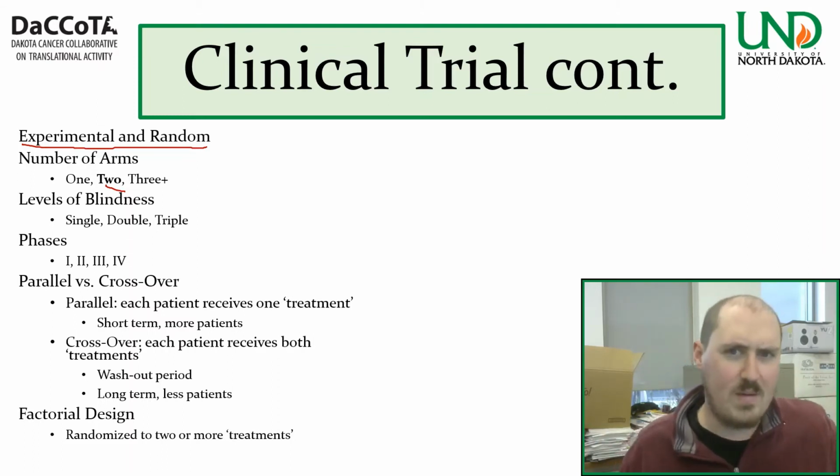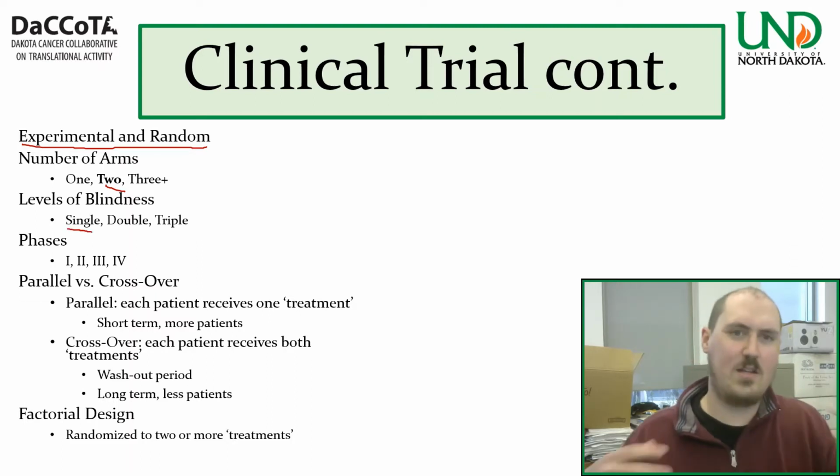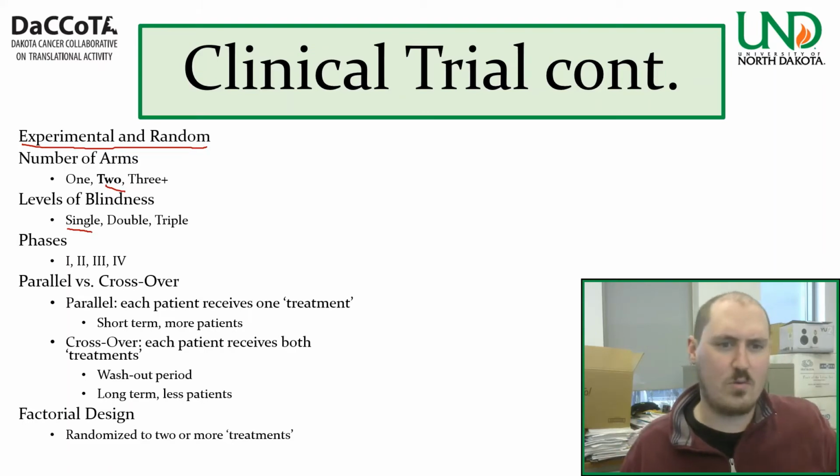Another important piece is blindness. It helps keep bias out of the results. So single blind is when the patient doesn't know whether they're getting, say, the control or placebo. Double is where the researcher doesn't know as well. And triple is not even the data analysts know who had what.